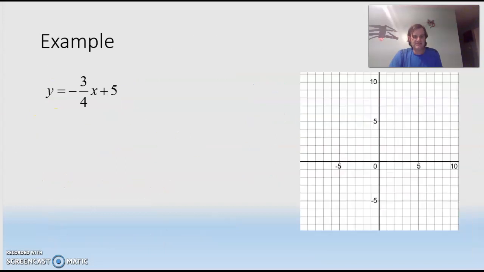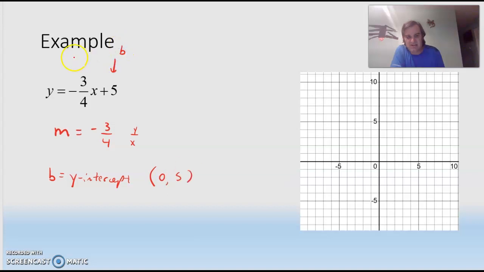So let's do a couple of examples. This one here is y equals negative 3/4 x plus 5. So in this one, we'll have our m, or our slope, as negative 3 over 4, and remember that's a y over an x, and we'll have our b, which is our y-intercept, in here, since it's in the correct form, as being 5, so that'll be 0, 5. So here is b, and here is m, okay?